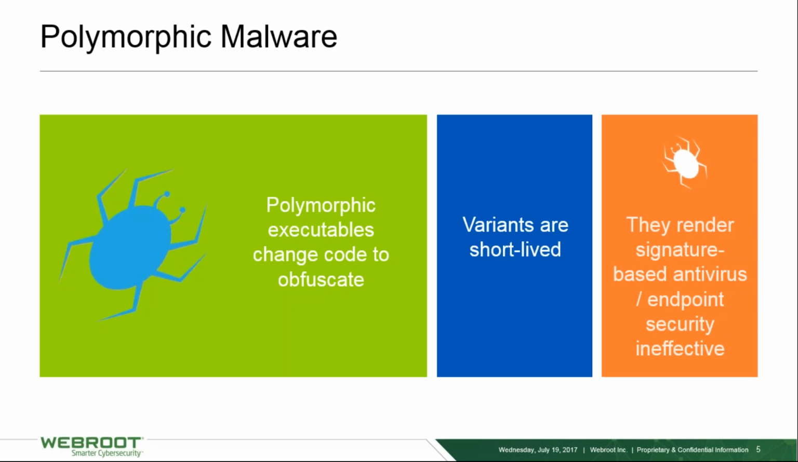So, a little bit deeper dive on polymorphic malware. A polymorphic executable is able to constantly change and mutate itself without affecting the underlying algorithm. And it does this to obfuscate itself from detection. So polymorphic variants are constantly changing. They morph when they enter the organization. These variants are extremely short-lived, and the impact is that they're rendering signature-based antivirus and endpoint security ineffective. So we need new solutions for today's ever-changing threats.